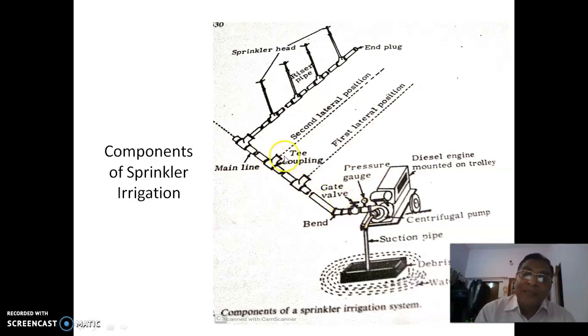Then from the main line, with a T coupling, comes the first lateral, then the second lateral, like a serial arrangement. This is the main line, and the lateral lines are connected with T junctions. With another T junction, a riser will be there. This is the riser, and these are the sprinkler heads, the small ones seen here on top. Of course, the end plug is there. This is the total layout of the sprinkler components.